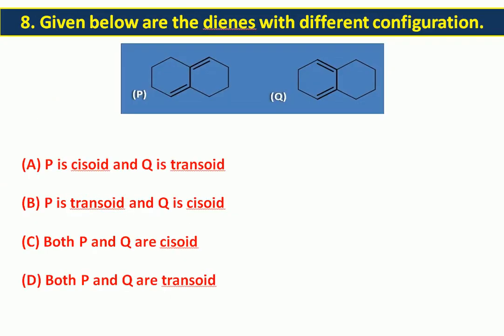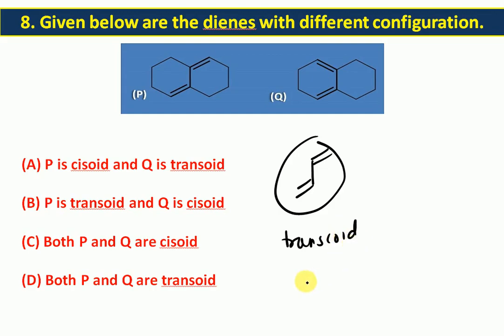Given below are the dienes with different configuration. P and Q are given as diene, and the options are: P is ciscoid and Q is transcoid; P is transcoid, Q is ciscoid; both P and Q are ciscoid; both P and Q are transcoid. Let us solve the question of transcoid and ciscoid. If stereochemistry of diene is like this, it is called as transcoid diene. Transcoid is also called as S-trans diene. And whenever stereochemistry is like this, it is called as ciscoid diene. Ciscoid diene is also called as S-cis diene.